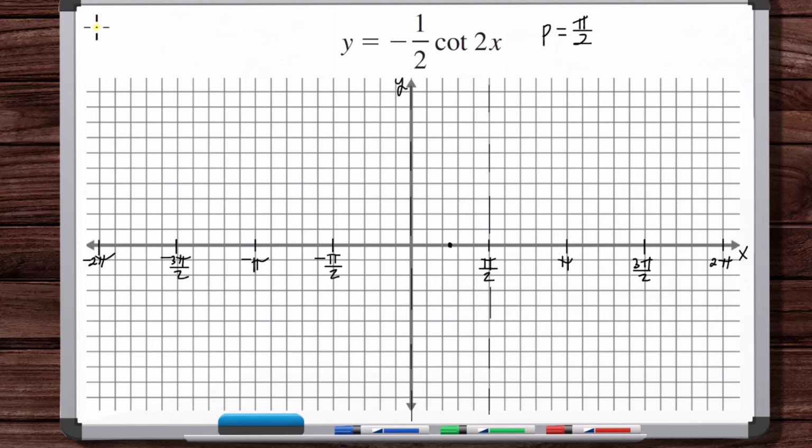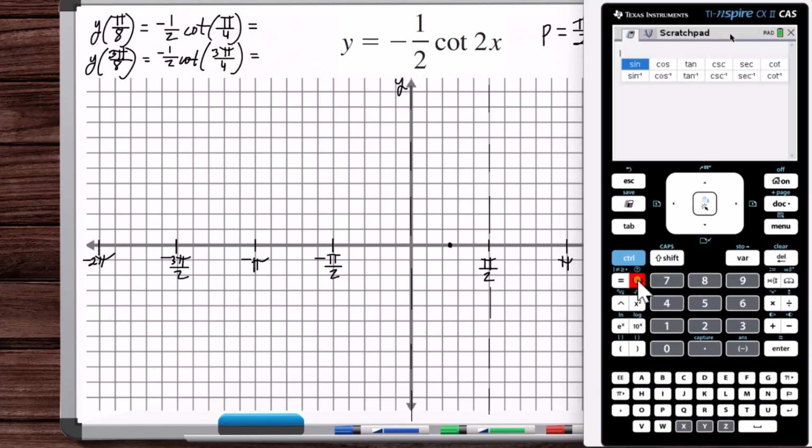Then we want to evaluate, let's see, pi over 2 divided by 4, so we want to do y of pi over 8. So this is minus 1/2 cotangent 2 times pi over 8, which is pi over 4. Okay, then we want to do y of, let's see, that would be 3 pi over 8. That's 3 pi over 4.